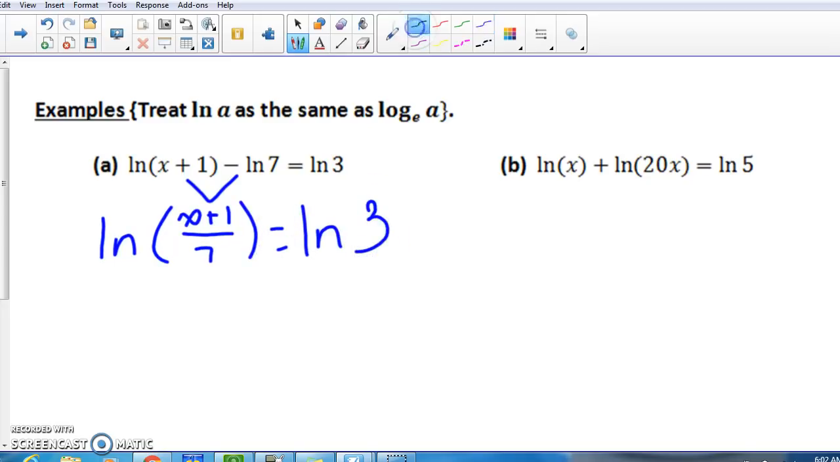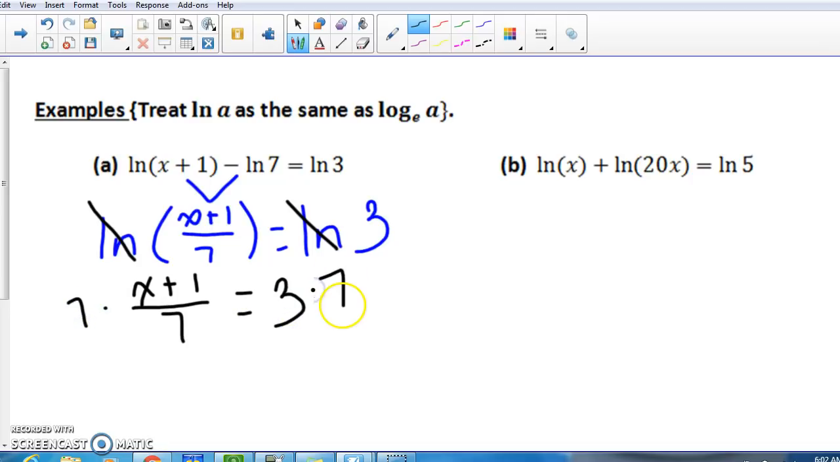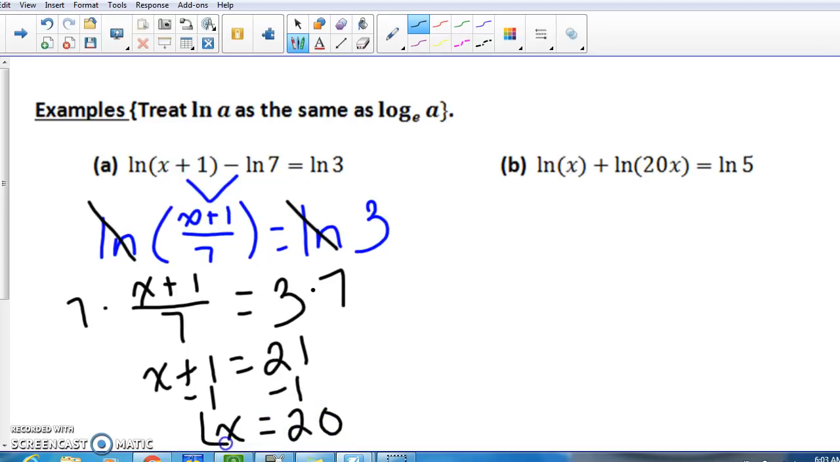Okay, at this point, it's going to be one of our two log cases. Either it's a cancel or a rewrite. We have a natural log on both sides, so we're going to cancel. I have (x plus 1) over 7 equals 3. To get rid of that fraction, I multiply both sides by 7, subtract 1, and hopefully we get that x is 20. Easy. Nothing different than what we had been doing. It's just a different abbreviation. It says ln instead of log.